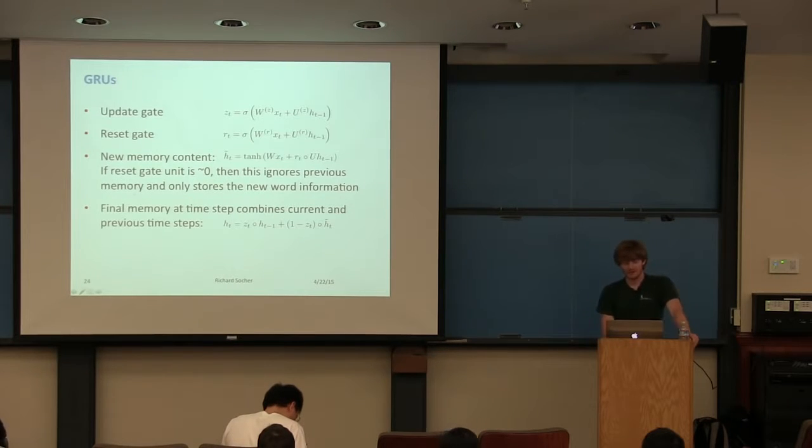And now the final memory at the time step basically combines the current and the previous time steps. So ZT here is our update gate. And if the ith element here of ZT is 1, we basically just copy over the previous hidden state. And we ignore what currently happened entirely. So that entire word, all of that, basically ignored. If the opposite is true, ZT is 0, then we basically take this entire one, and then we can look at either the word or a word and its connection to previous memories.